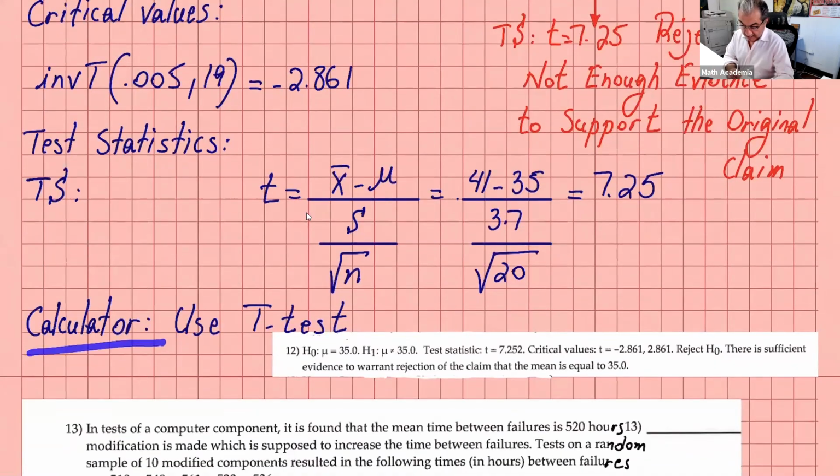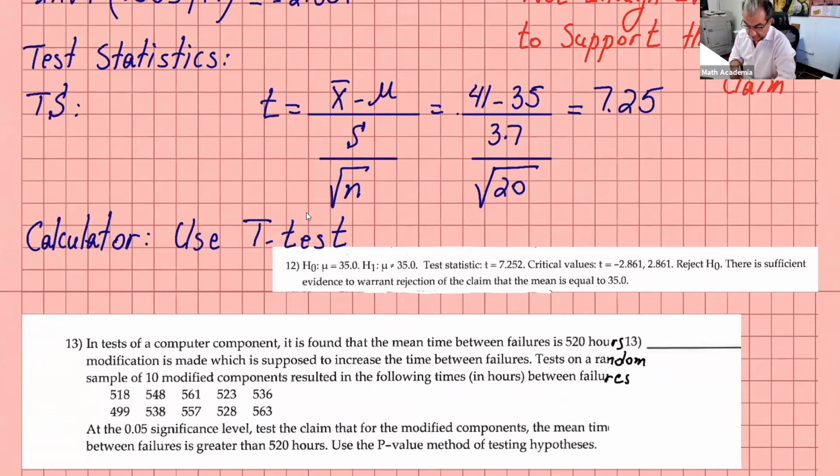If you want to use your calculator, it's exactly the same way as the previous problem. You go to t-test, pick statistics or stats, input the numbers, and the calculator is going to give you that and the p-value, but here we don't need the p-value.